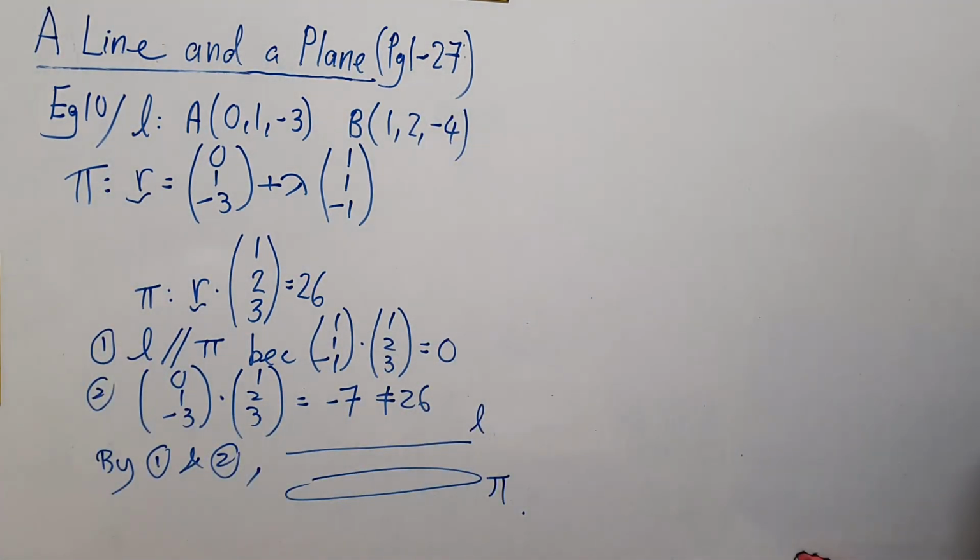In this particular question, apart from checking, now that you have checked and found that the line is parallel to the plane, and so therefore the line will not meet the plane, the next thing you want to know is what is the shortest distance between this line and this plane.